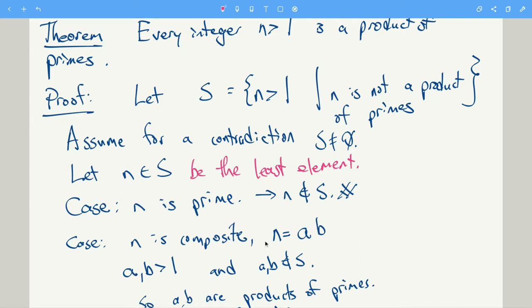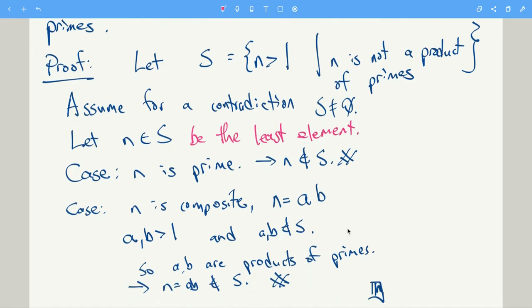Okay, we need to show that we get a contradiction if n is composite as well. So if n is composite, it's not prime, so it has a divisor that's not itself and 1. So let's call it a, and then the other divisor b can't be 1 or n as well. So you have n equals ab, where a and b are both bigger than 1. And since they are both bigger than 1, they are also both less than n. So they're less than the least element of S, so they're not in S.